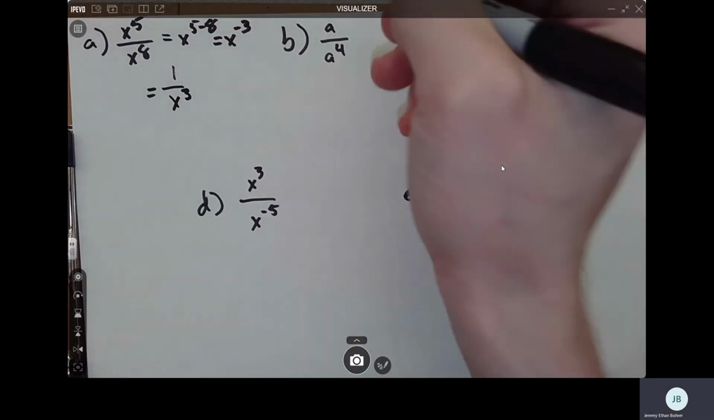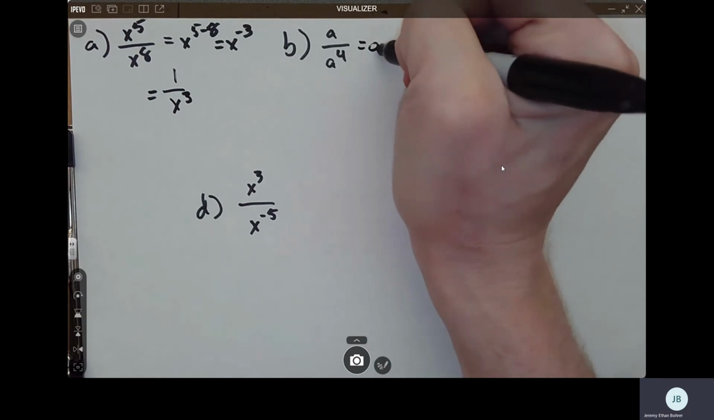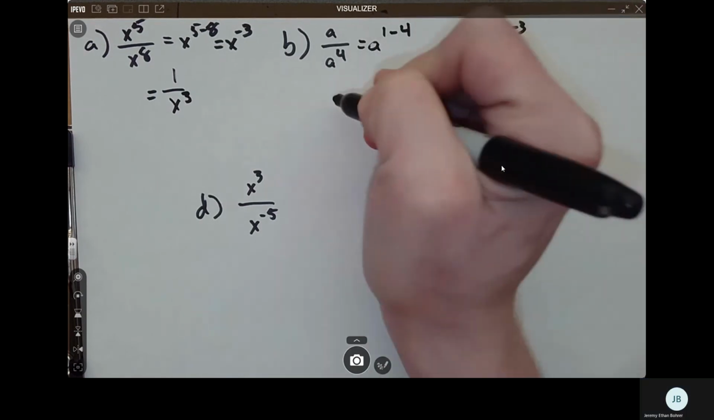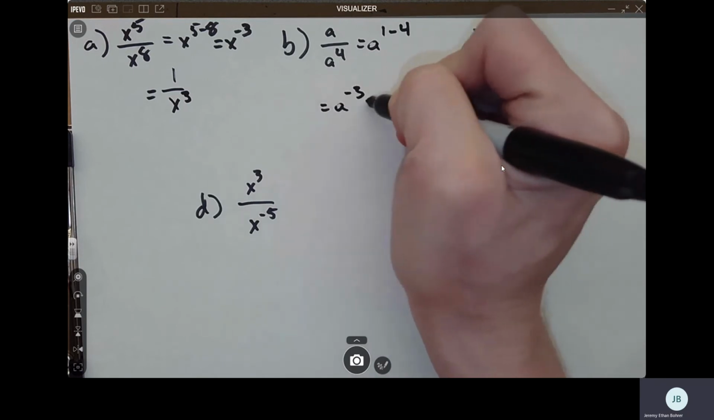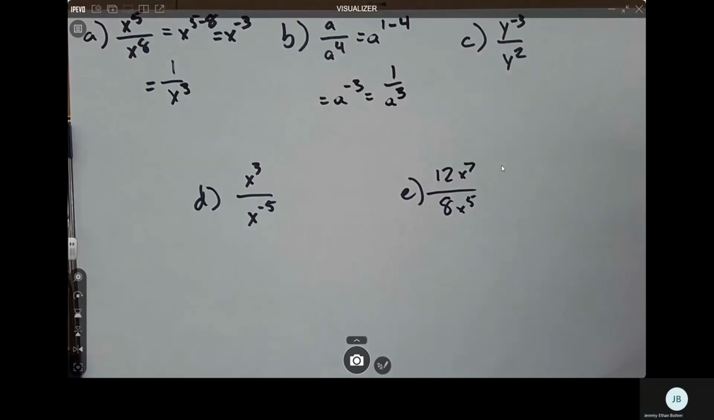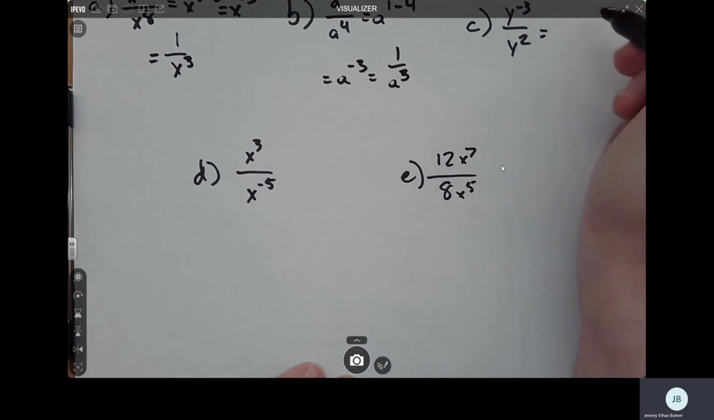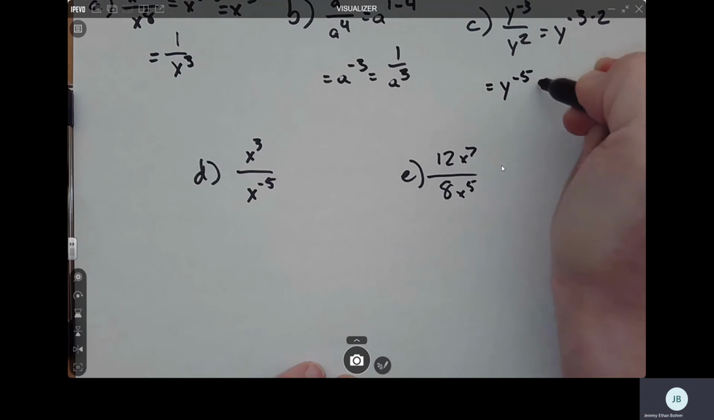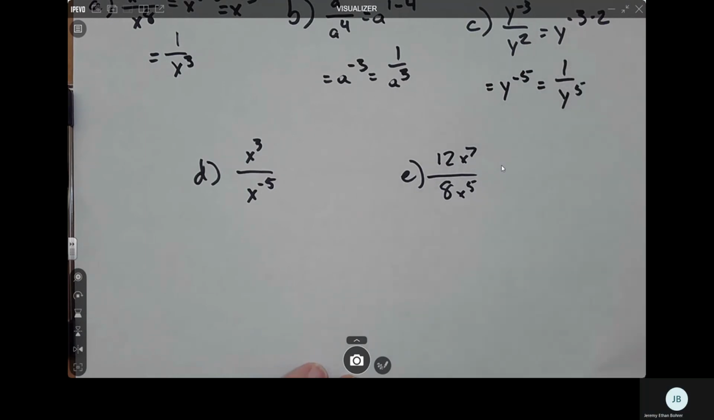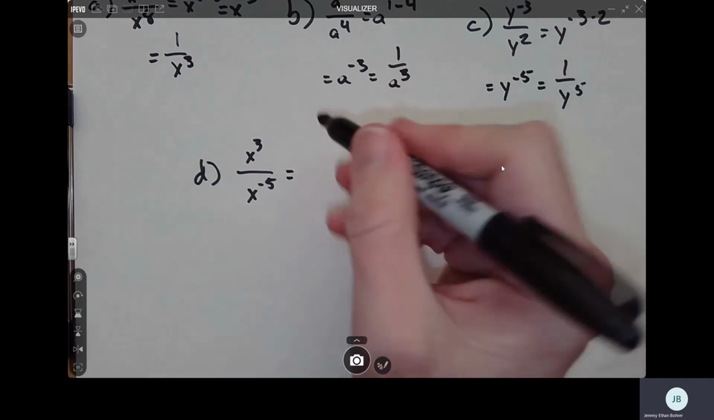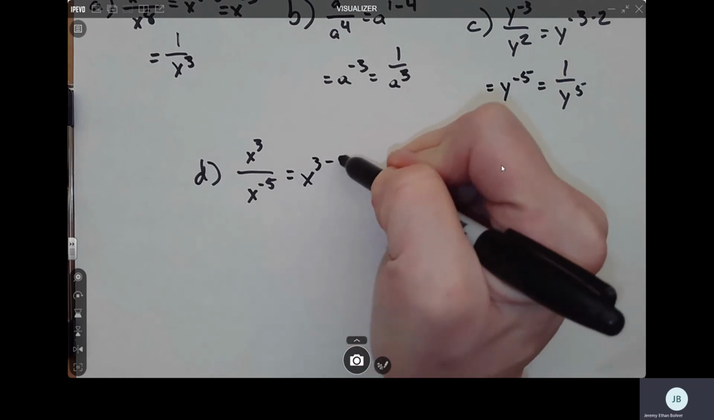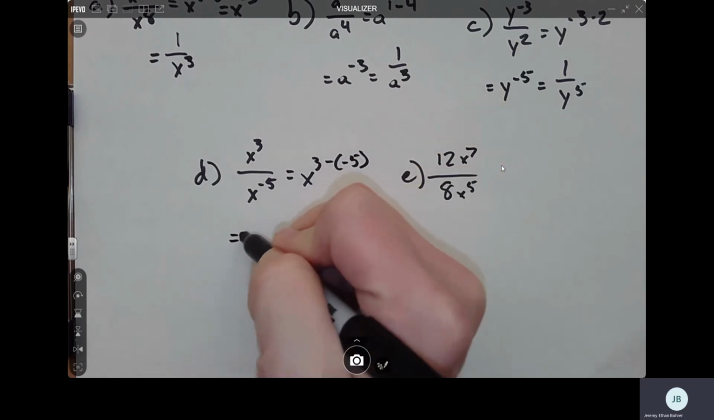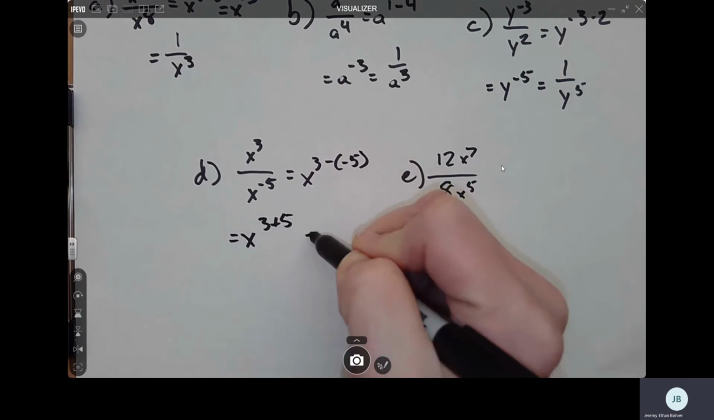cubed. a over a to the 4th, that's a to the 1st minus 4th. That's a to the negative 3, which is going to be 1 over a cubed. y to the negative 3 over y squared is y to the negative 3 minus 2, which gives us y to the negative 5th, or 1 over y to the 5th. x cubed over x to the negative 5th is x to the 3 minus negative 5, which is the same as x to the 3 plus 5, or x to the 8th.